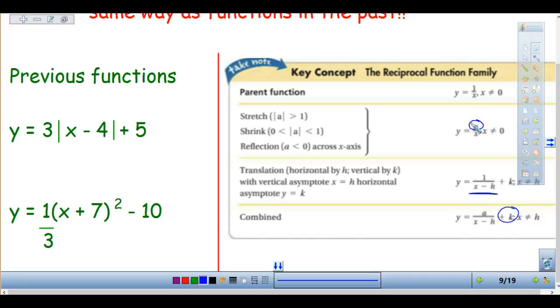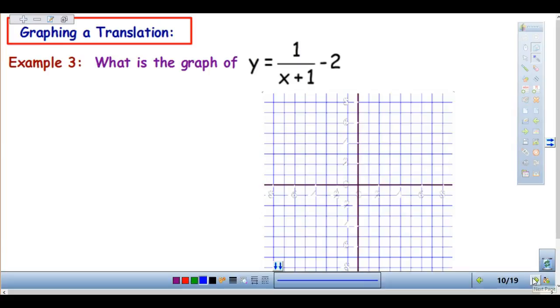Remember, we're going to use the word stretch. I use compress instead of shrink. You can use that for reflection instead of flip it. So instead of having our branches here, they'd be in 2 and 4 instead of 1 and 3. So all of those still exist. Okay. So let's try one.